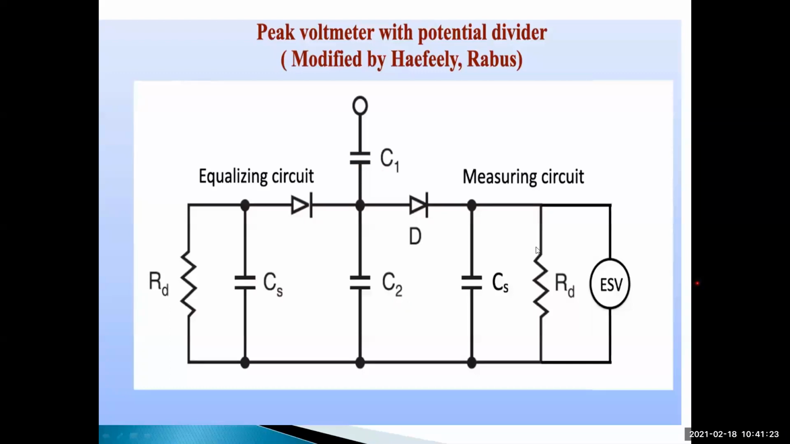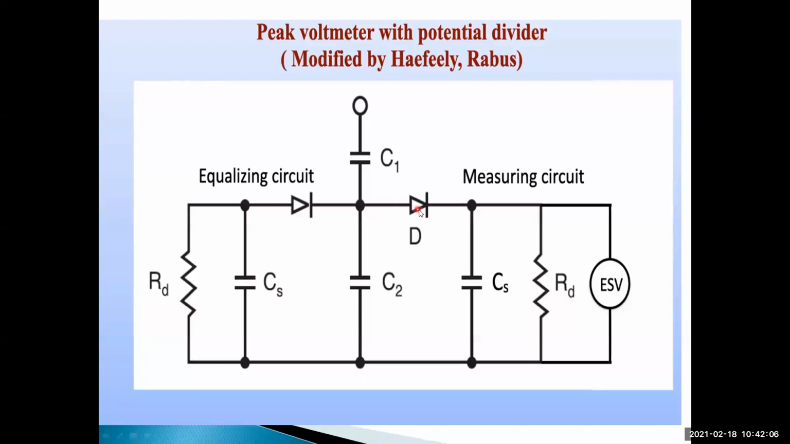During the positive half cycle, the diode is forward biased. When we give the power supply, the high voltage terminal is connected here, so capacitor C1 charges, and capacitor C2 also charges in the same manner. Once capacitor C2 is fully charged, it tries to discharge through the diode in this manner.